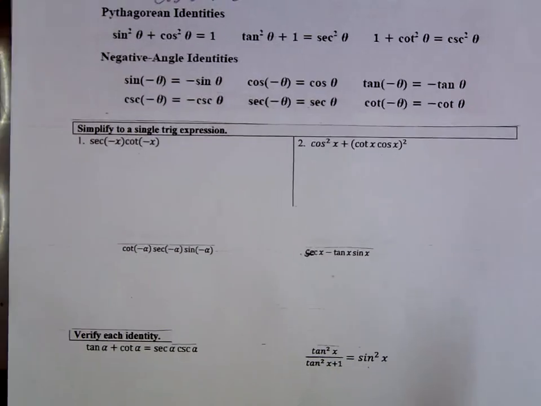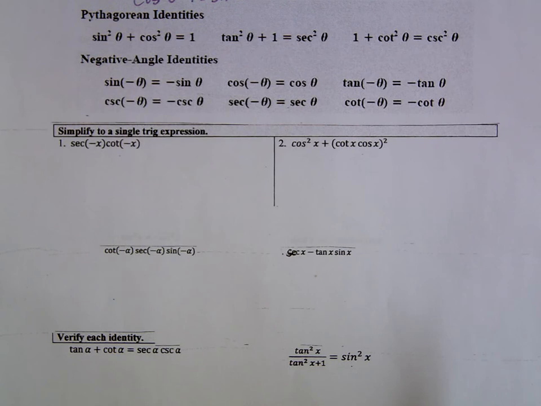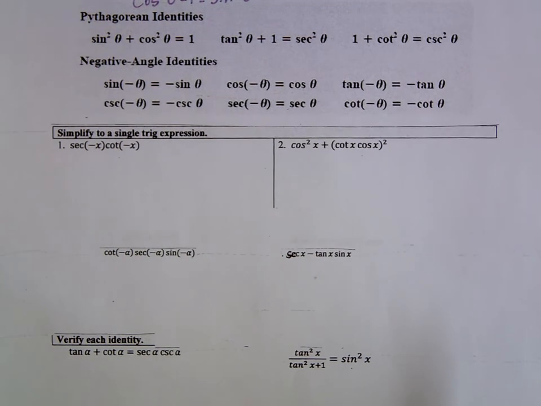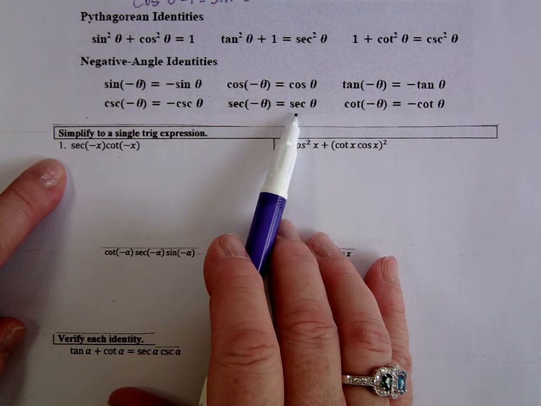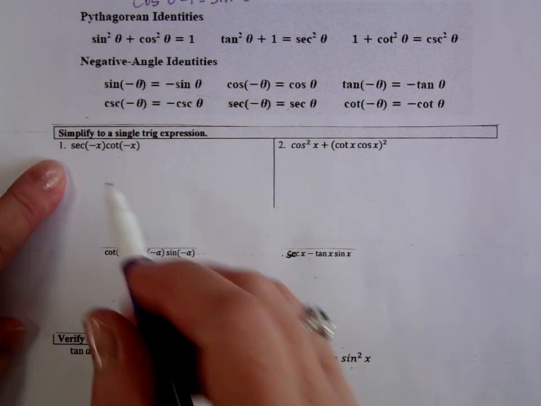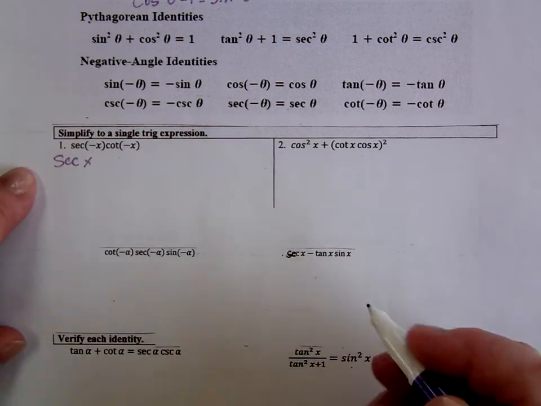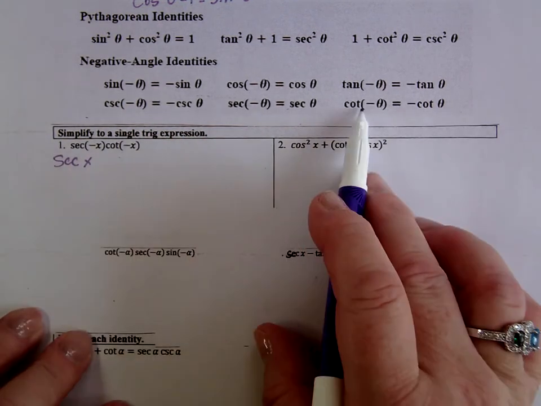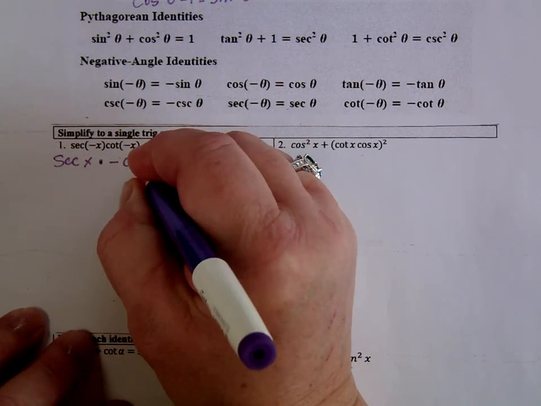So what we're going to do today is use those identities, the Pythagorean identities and the negative angle identities, to be able to simplify and verify like you've been doing for the last several days. So let's apply the rules. I'll show you some examples. Secant of negative x. Secant changes to a positive. So this would be a positive secant of x. Cotangent, cotangent becomes negative. So this would be times a negative cotangent of x.